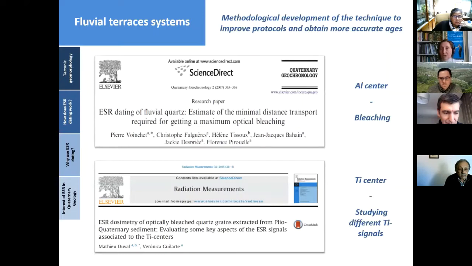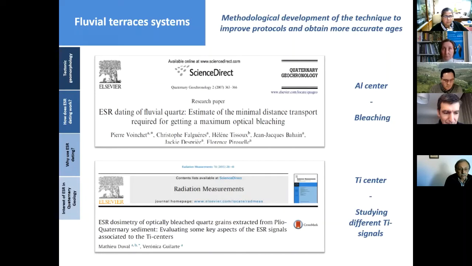But we have also done a lot of work on the methodological development of the technique to improve protocols and obtain more accurate ages. In this paper, efforts were made in order to determine the relationship between the bleaching and the distance covered by a quartz grain in a river, and also an investigation about the different titanium centers and their particularities when calculating the equivalent dose. These works have been very important for ESR dating because now we know that when we start working in another river system, if we know the geological history of the deposits, we can establish if the bleach was completely or not, and we can work with another information.